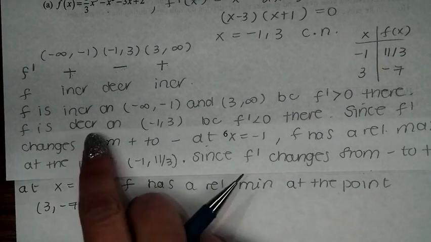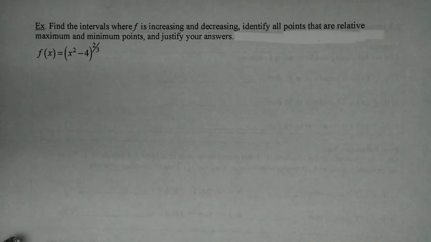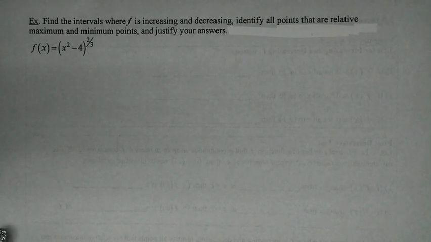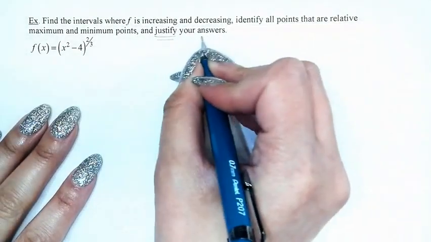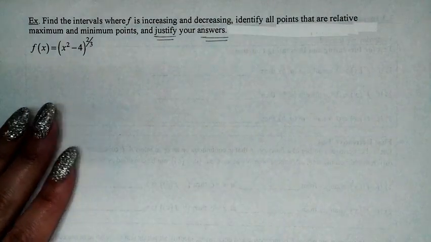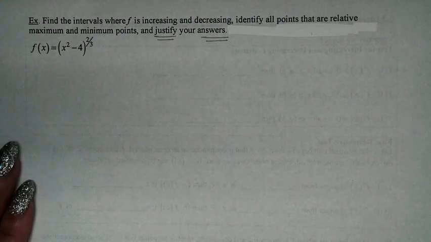You can see that I justify a lot, you wrote a lot, and that's normal in this type of problems. So for this problem, again, you need to find the intervals where f is increasing and decreasing and identify all the points that are relative maximums and minimums, and you need to justify your answers. As we saw in the previous problem, the justification is going to be the most important part of this process, because that shows that you're understanding what you're doing.